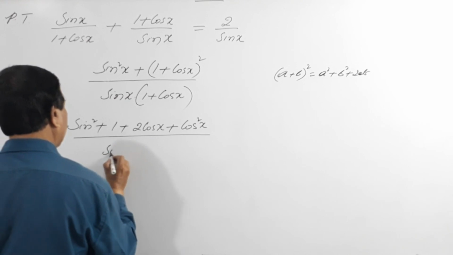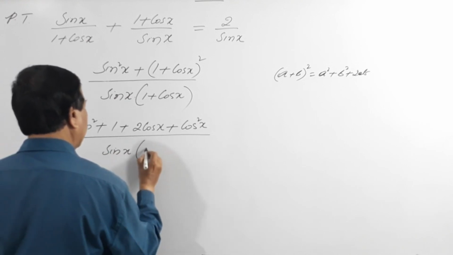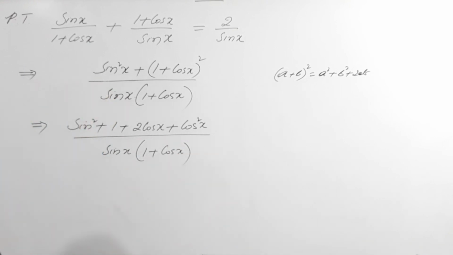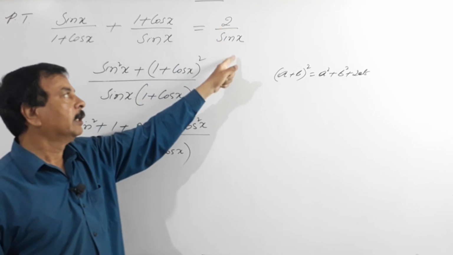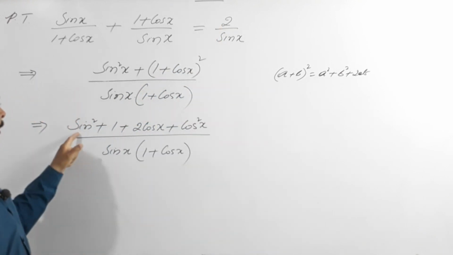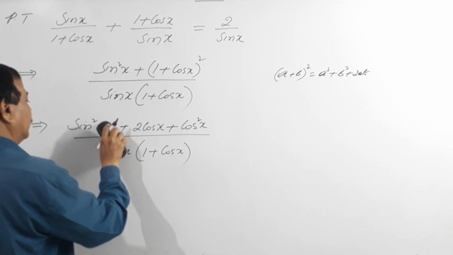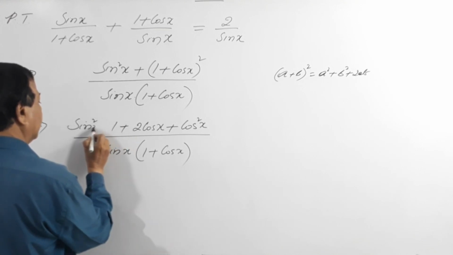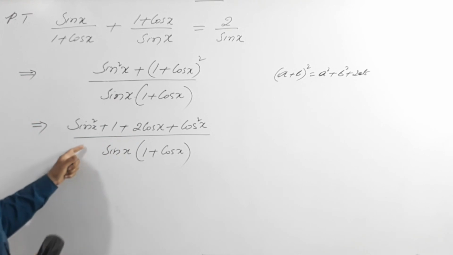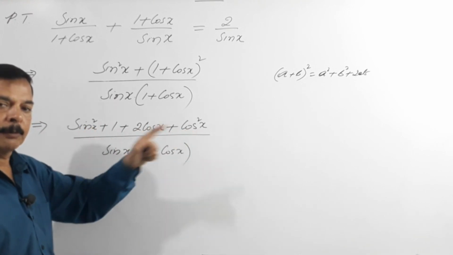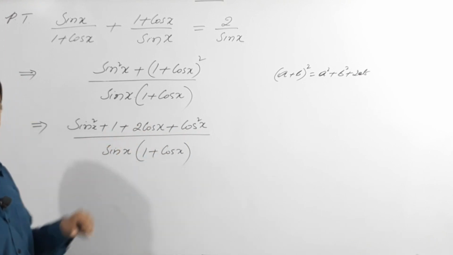divided by sin x into 1 plus cos x. Done. What he wants? He wants 2 by sin x. Here we have sin square x. So sin square x we have 1 here. So if I take sin square x plus cos square x, it becomes 1. 1 plus 1 becomes 2, right?